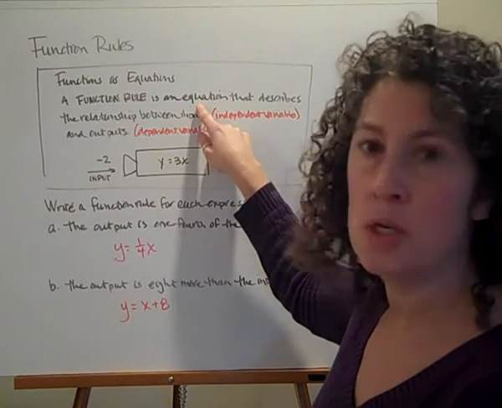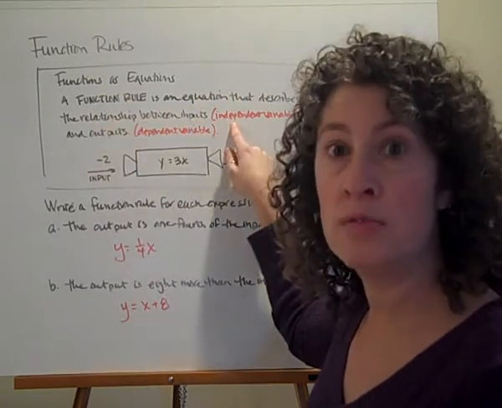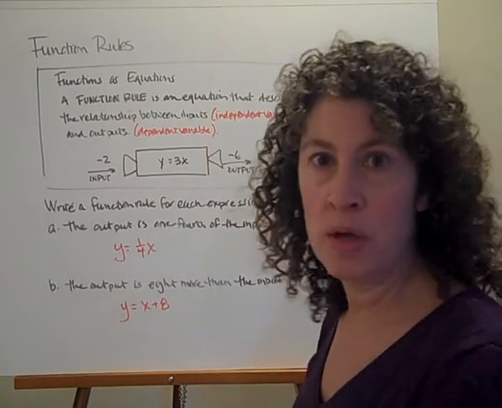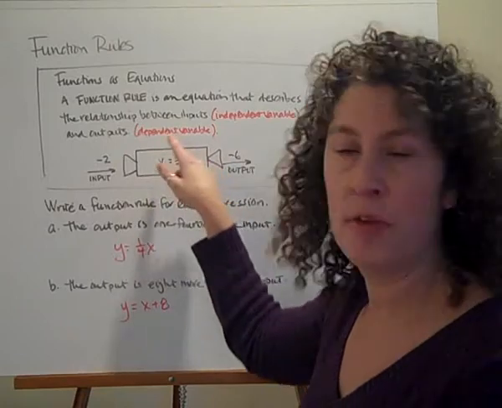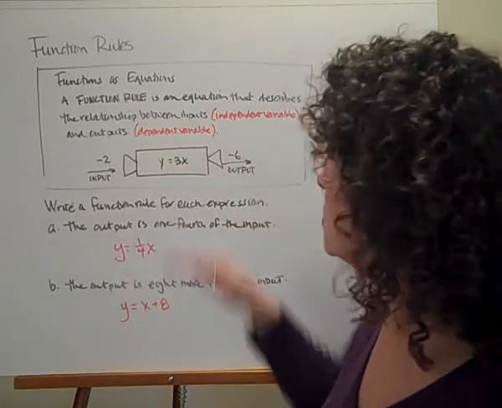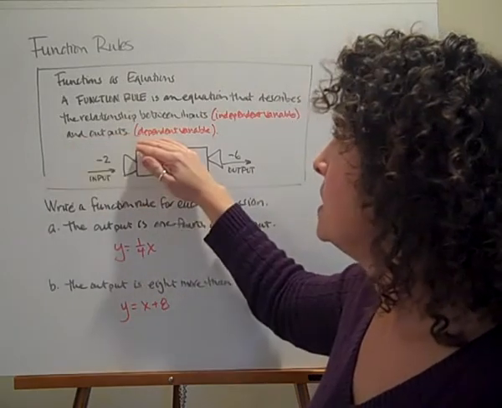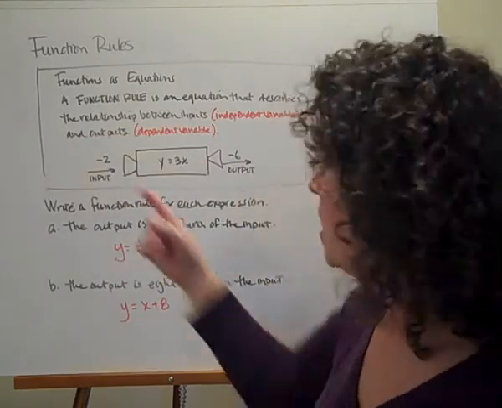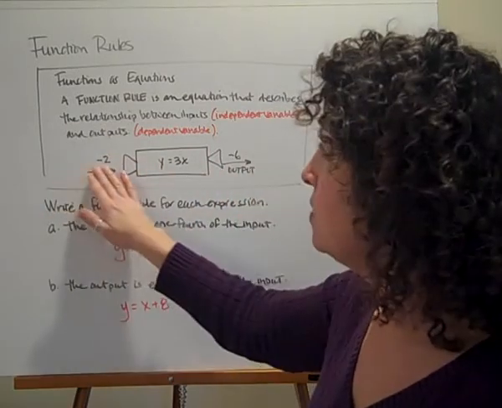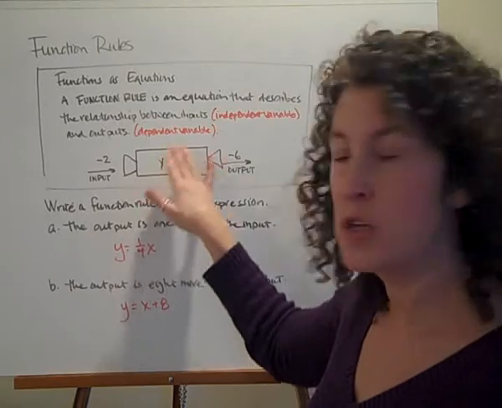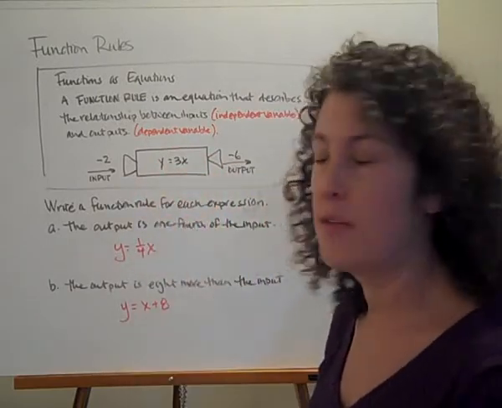A function rule is an equation that describes the relationship between the inputs, and we thought about our inputs as our x value. It's also our independent variable, compared to our outputs, which is our dependent variable, that's our y variable also. So input, independent, our x value, output, dependent is our y value. So you've seen this in earlier grades, kind of an input-output box. If I input -2, here is my function rule. Out will come -6 when I put that -2 into that function.